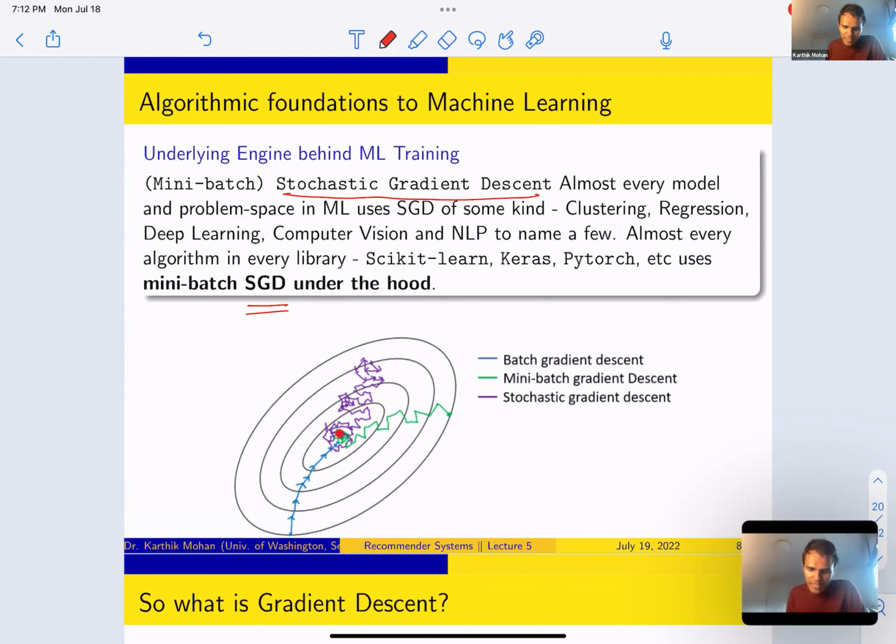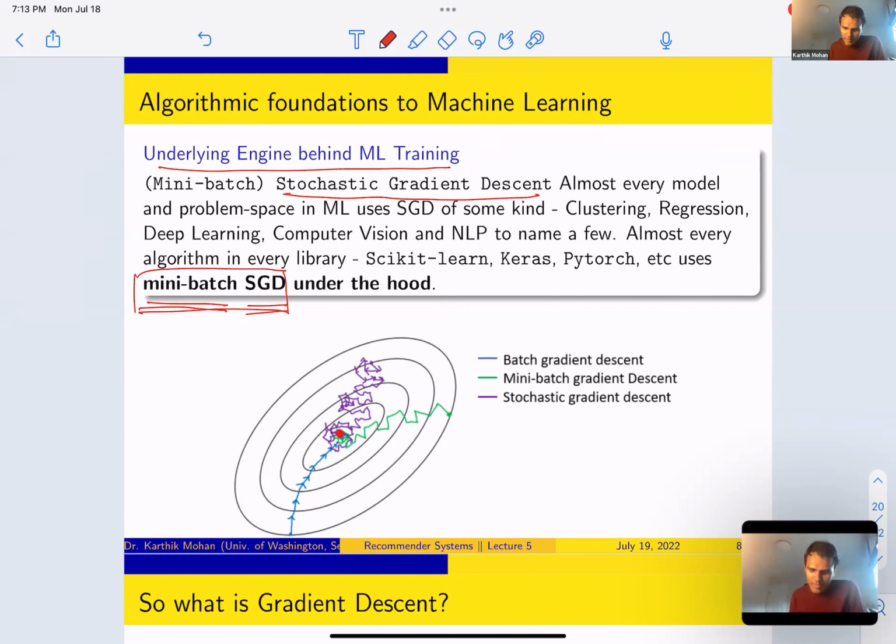Underlying any engine behind machine learning training these days, look at Keras, PyTorch, scikit-learn, MXNet, any framework, deep learning, computer vision, natural language processing, there is stochastic gradient descent, or some variation of that, like AdaGrad, Adam, with momentum, without momentum, all of that. But basically there is some kind of stochastic gradient descent sitting in there. And not just stochastic gradient descent, it's mini batch. Many people use mini batch SGD, it has become a staple diet under the hood.